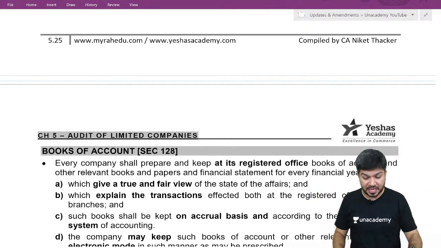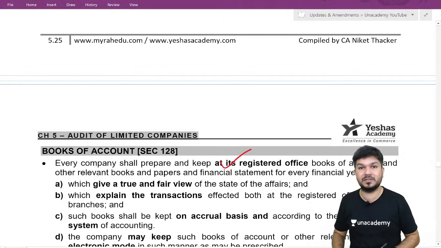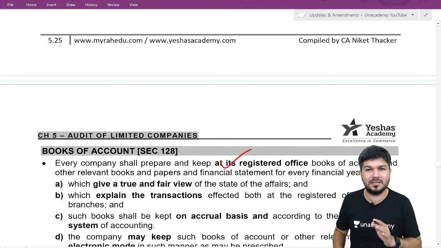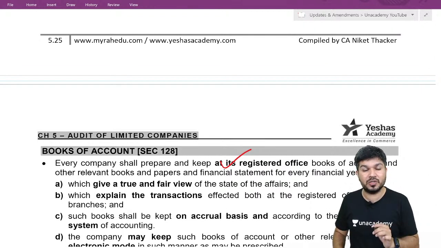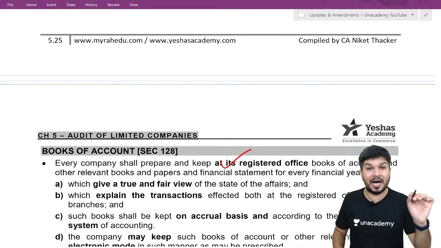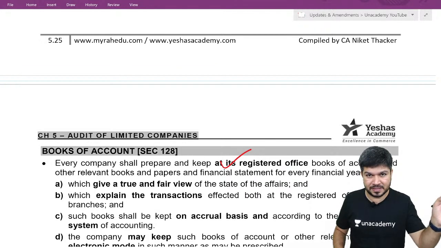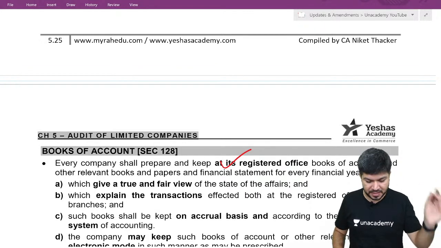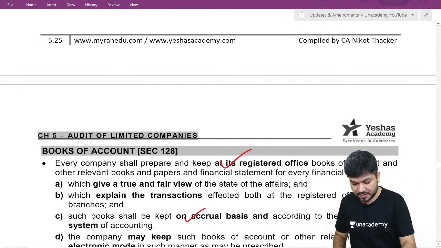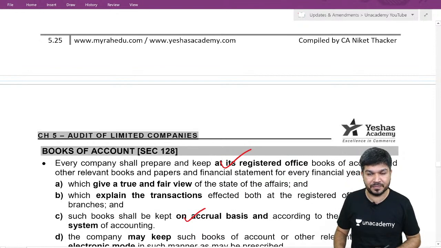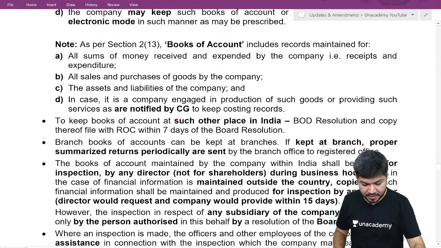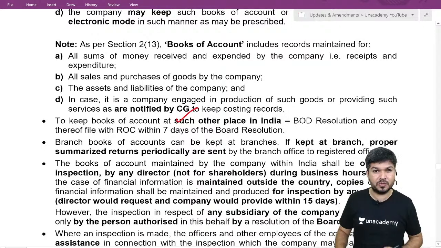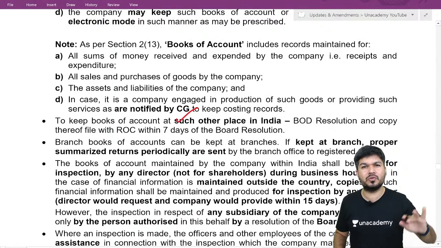Books of accounts have to be maintained at the registered office. Can we keep them elsewhere? Answer is yes. BOD has to pass a resolution. A copy of the resolution should be given to ROC within a period of 7 days. Books have to be kept on accrual basis, double entry system mandatorily. Other place is fine. BOD will pass a resolution, and the copy you have to give to ROC within 7 days.